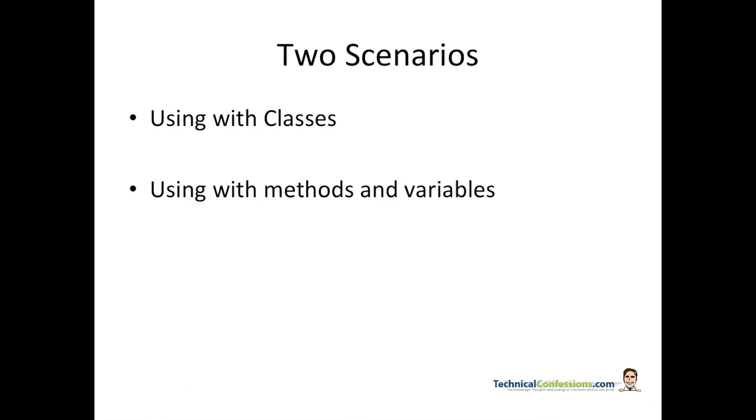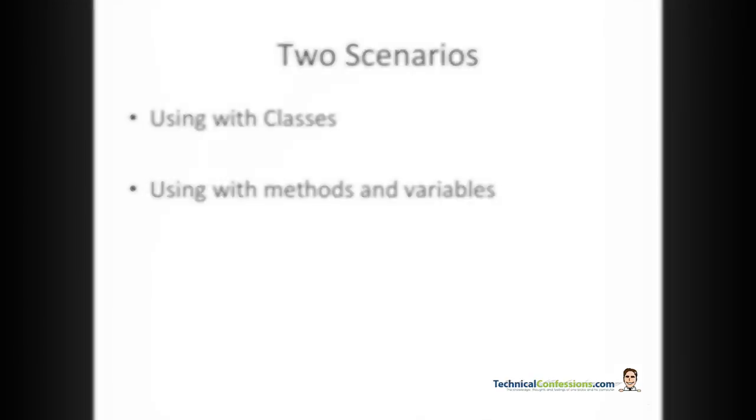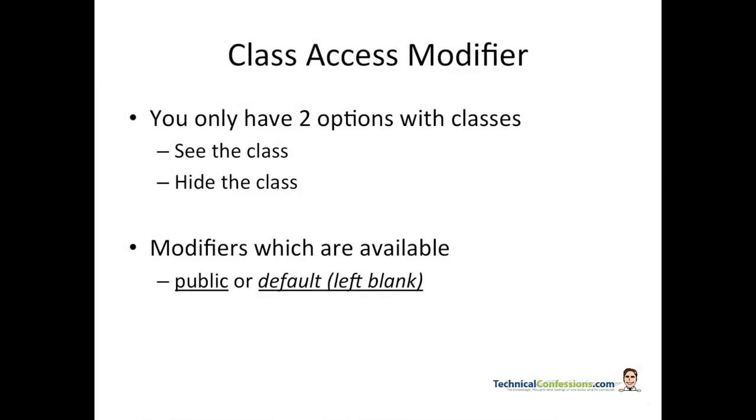So two scenarios when it comes to access modifiers. You can either use them with classes, or you can use them with methods and variables. When we use access modifiers with classes, we're only concerned about two things. One is allowing the class to be seen by other classes, or we're trying to enforce the fact that other classes cannot see this particular class. So what we do here is apply either public, or we leave it blank, being the default.